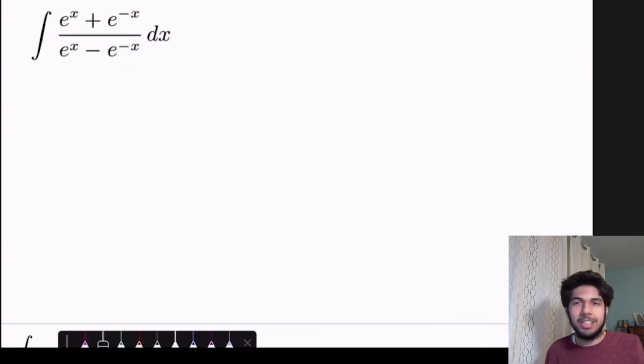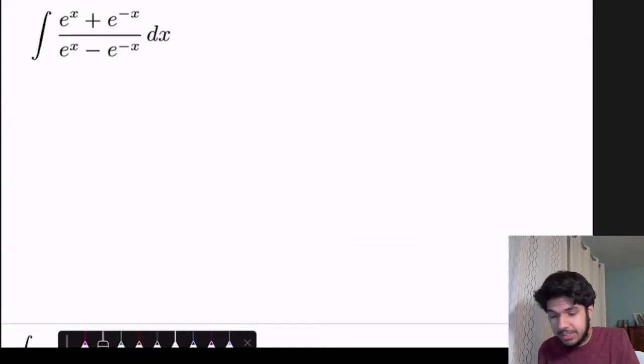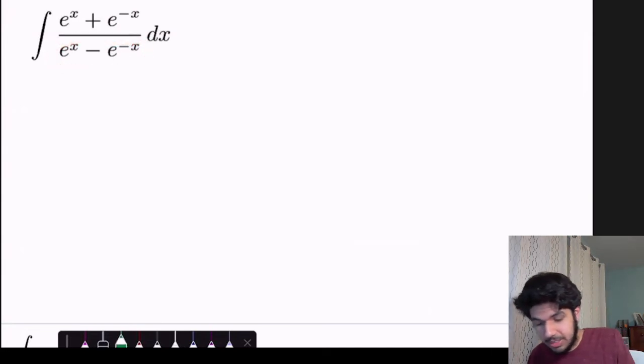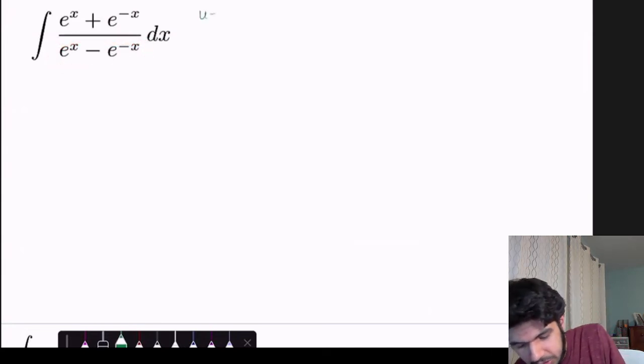And I don't really know any other way of solving this besides u substitution. So, at least with what we have thus far, u substitution is probably the way to go. So now we have to choose a u. Like I said, I like to start with the denominator because that's what works best in most cases. So let's let u equal e to the x minus e to the negative x.